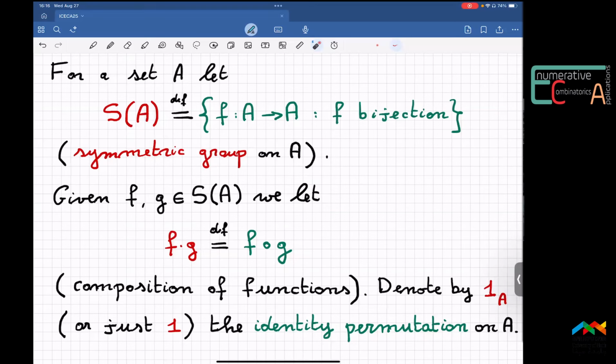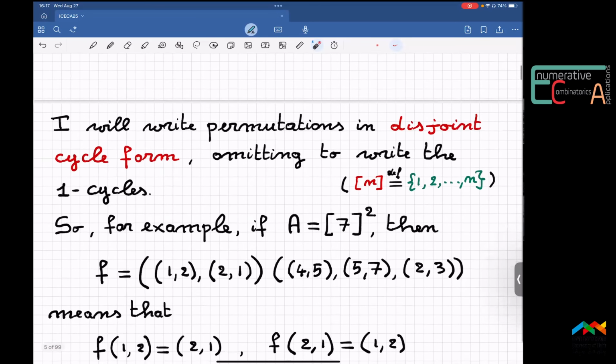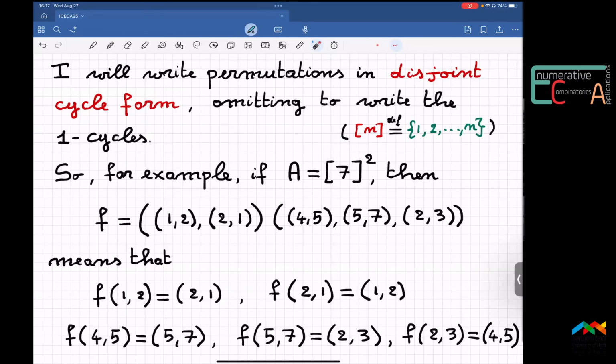compute in this algebra. Just to avoid any misunderstanding, for a set A, S of A is the set of all bijections from A to A, so the symmetric group on A. And if I have two such bijections, by F times G, I mean F composed with G. So first I apply G, and then I apply F. And I'll denote by 1 index A, or simply 1, the identity permutation on A.